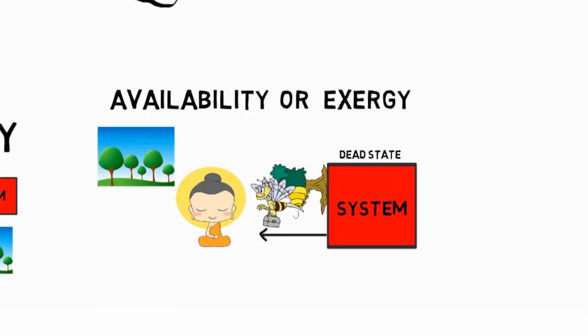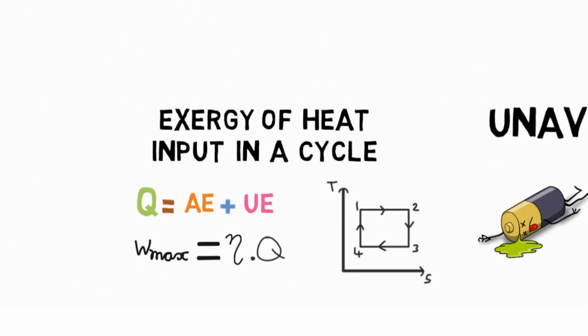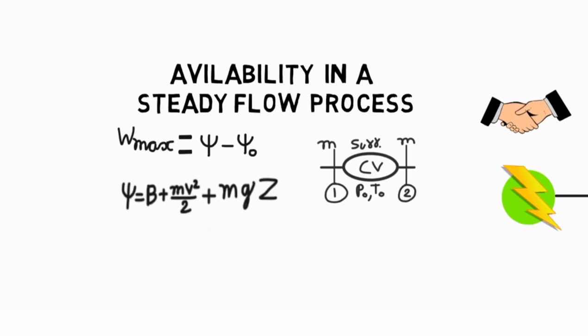Hence, we saw what available energy is, then applied it to a cycle and then to a steady state process.